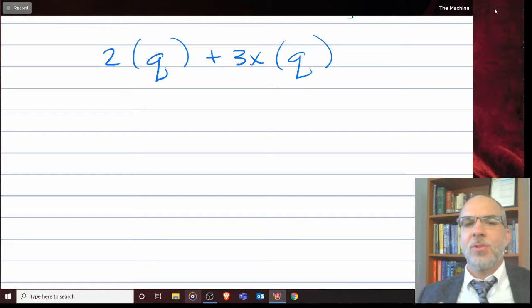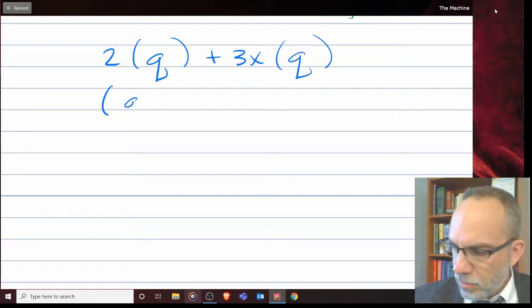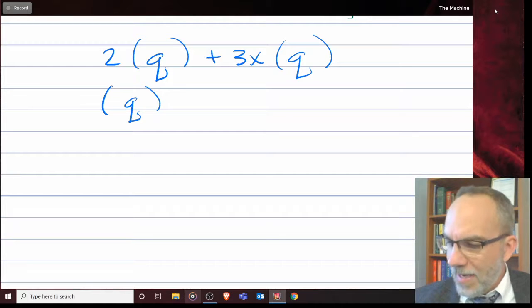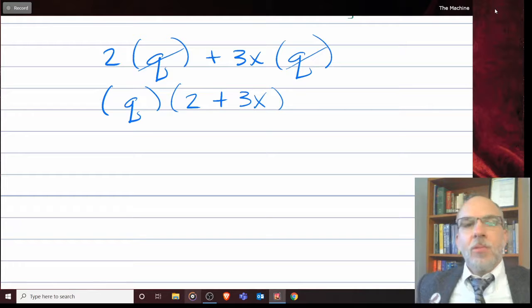Yes, both of those terms share a q. So factor that out. Factor out a q. And again, I'm putting it in parentheses. What remains after I factor out that q, after I maybe strike that out there? What's left? That would be a 2 plus a 3x. There we go. It's factored.